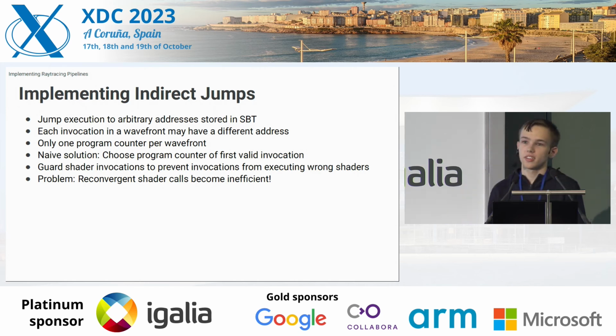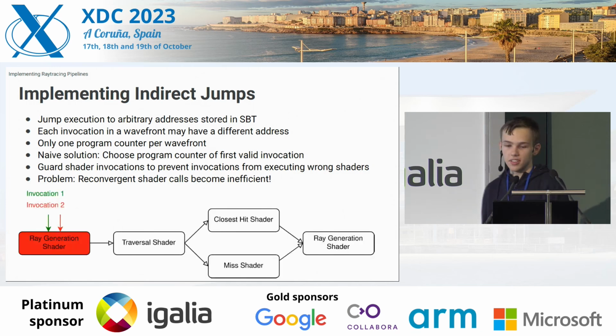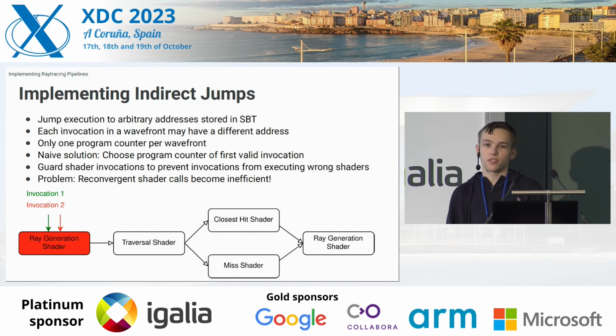The problem with that is that in some cases, you might have some scenario where you have a shader call graph like this, where you diverge at a closest hit and a miss shader, and then reconverge at the ray generation shader. So both invocations that I show here, one will call the closest hit shader, one will call the miss shader, but they both call the same ray generation shader again.